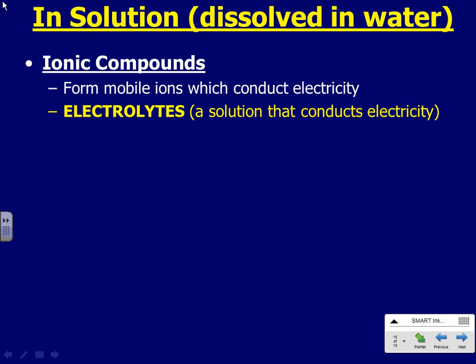In solution, when dissolved in water, ionic compounds will form mobile ions which conduct electricity. We call this solution that can conduct electricity electrolytes. It forms what we call an electrolyte.